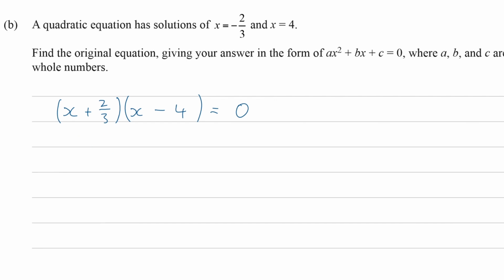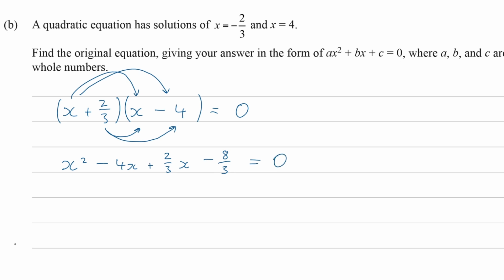Okay, so we have our x-intercept form of our quadratic, but the question's specifically asking for standard form or general form, where a, b, and c are whole numbers. So we could FOIL this out, expand it out. x times x, x squared, x times minus 4, minus 4x, 2/3 times x plus 2/3 x, plus 2/3 times minus 4 minus 8/3, all equals 0.